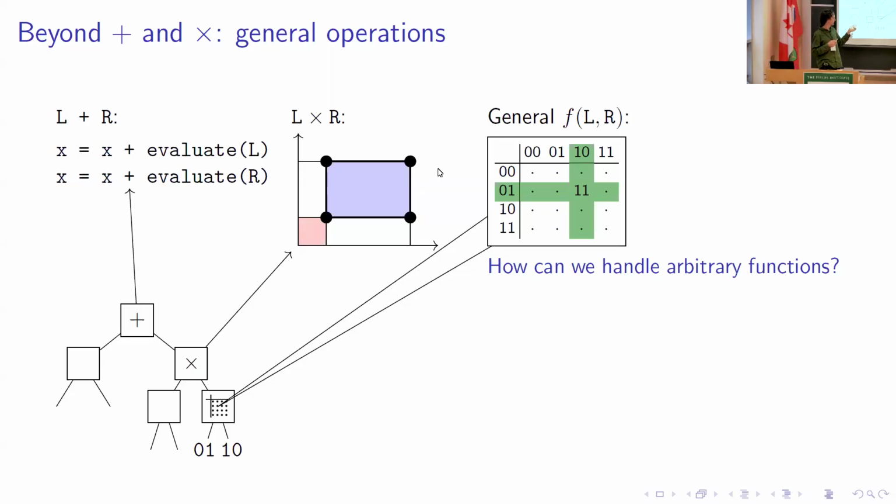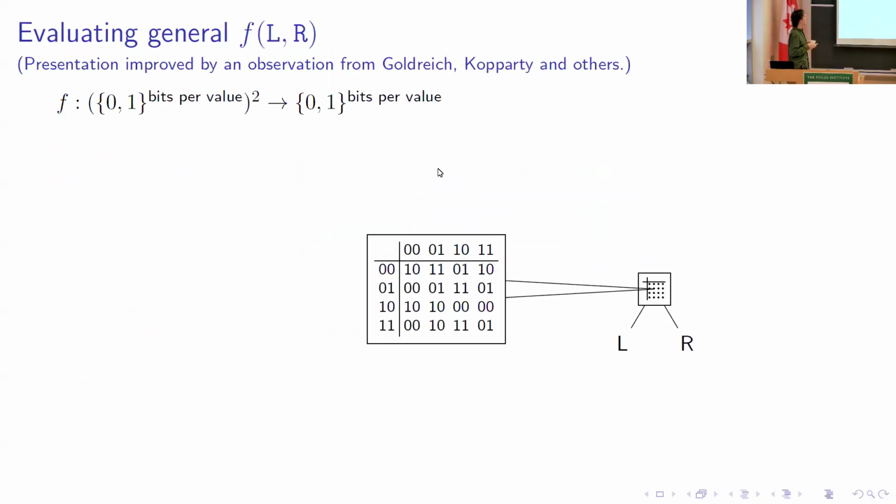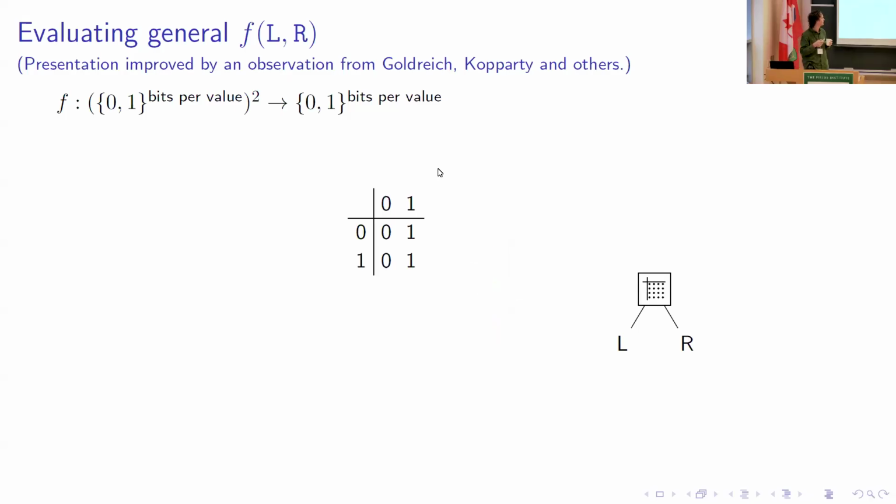The input tree evaluation is going to have this explicit table describing our operation, and somehow we need to deal with this. The operation at this node is a function. The number of input bits to the function is 2 times the bits per value parameter, and the number of output bits is the bits per value parameter. But I want to think of this geometrically, so I'm going to reduce the dimensions. I'm just going to think of 2 input bits and 1 output bit. But I want you to remember that there are all these other dimensions in the background that I'm not showing you.